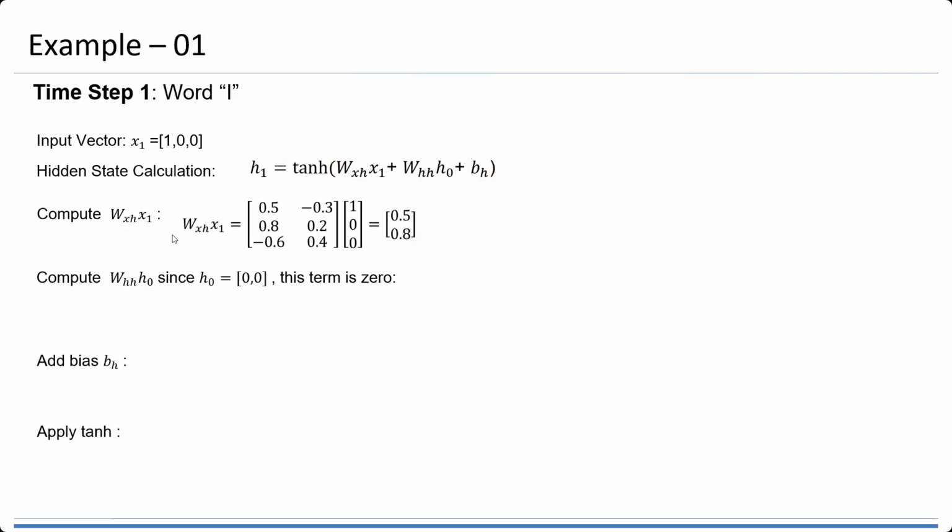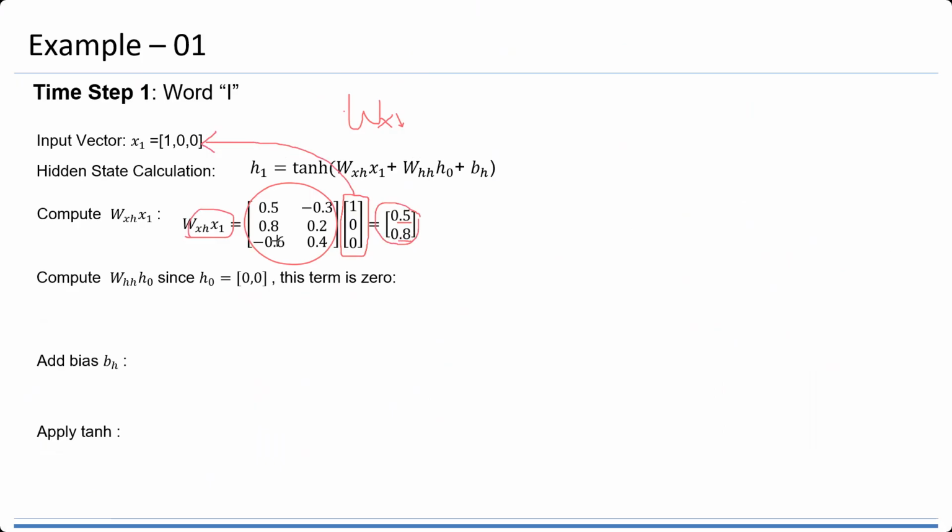So in order to calculate the WXH x1, we have the matrix. This is the matrix of the weight, WXH, and this will always be the same for every step. And we will multiply with the data, which is the x1. And we have the matrix 2 by 1. So 2 rows and 1 column.